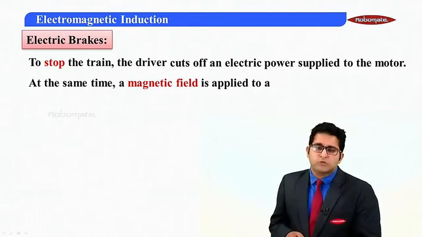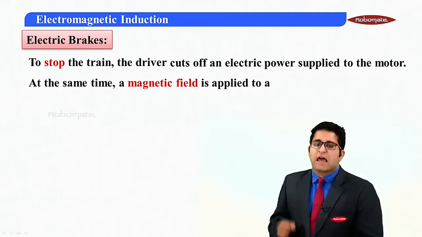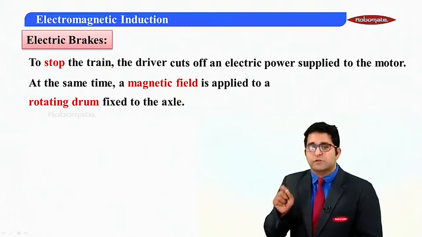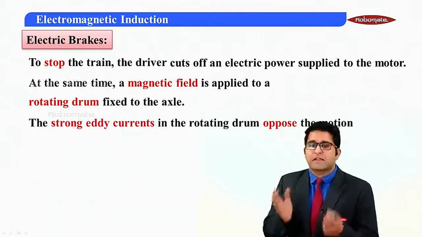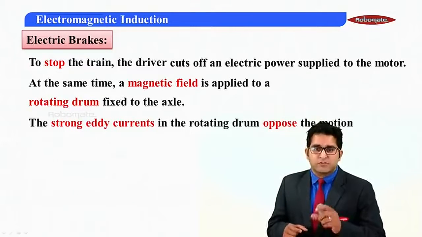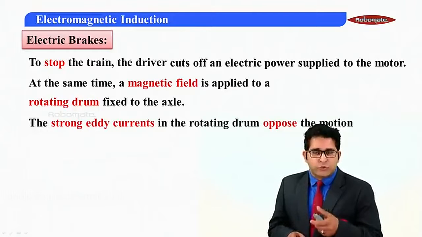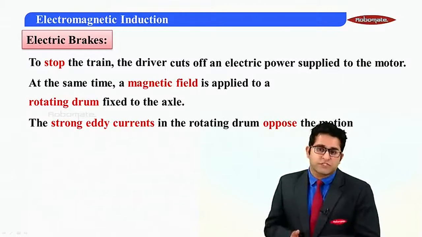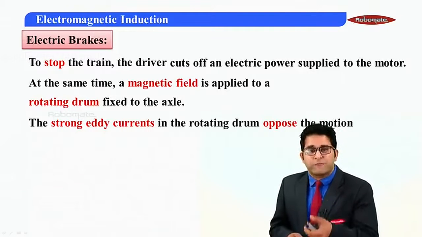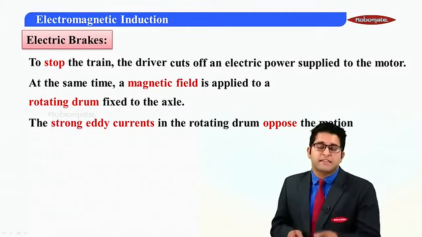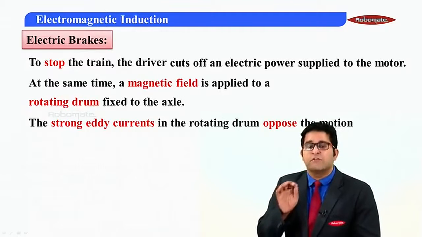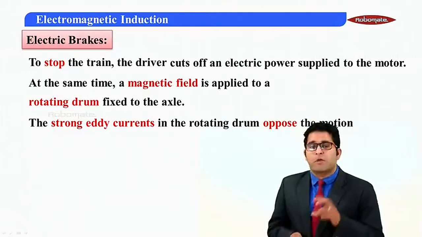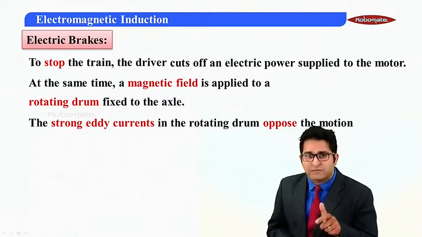So now in order to stop, that driver has to apply a magnetic field to the rotating drum which is fixed to the axle. Now as the magnetic field is applied, the drum is rotating, and as the drum is rotating, I can say the magnetic flux which is linked with the drum is also changing, and as the magnetic flux which is linked with the drum is changing, strong eddy currents will be produced in that rotating drum. And why is the magnetic flux changing? Because the drum is rotating, right?